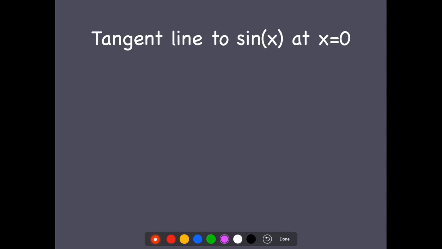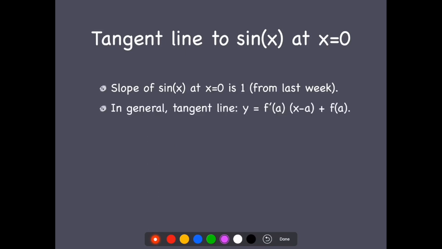Okay, so what is a tangent line to sine of x at x equals 0? Now you'll remember in class I showed an example of zooming in on a graph of sine of x, and we found that the slope of sine of x at x equals 0 is 1. That was last week in class. If you're watching this on Monday, maybe 2 weeks ago. Okay, so here's a general expression for the tangent line.